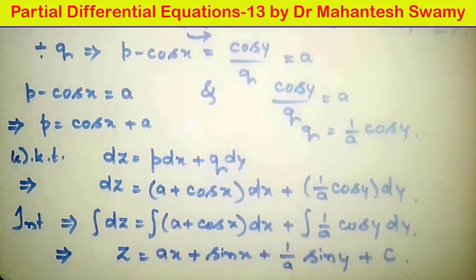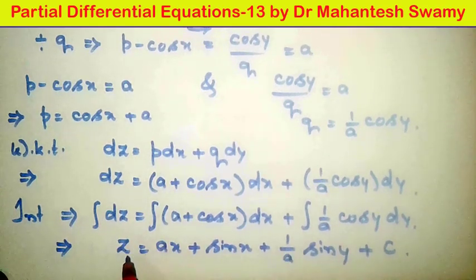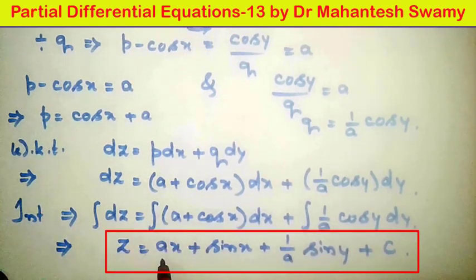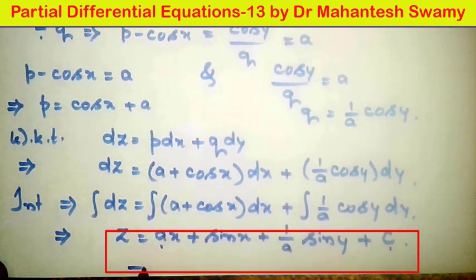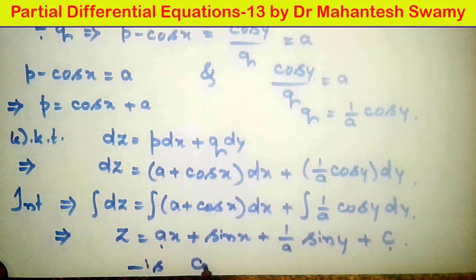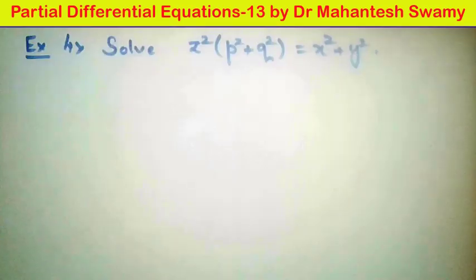So this is the solution which we have obtained from the process of integration, and it is containing two arbitrary constants a and c. So therefore this is the required complete integral of the given PDE of type number 3. So this completes the third example. Let us solve the fourth one.